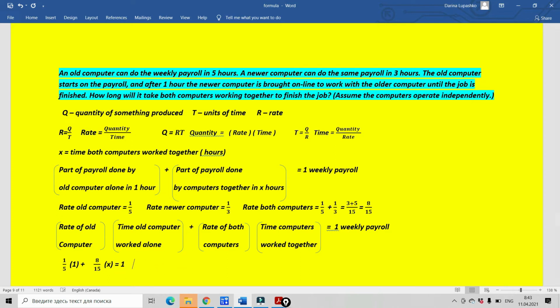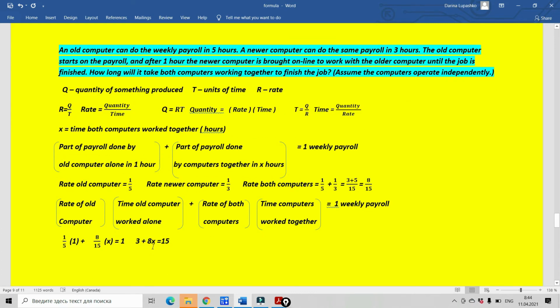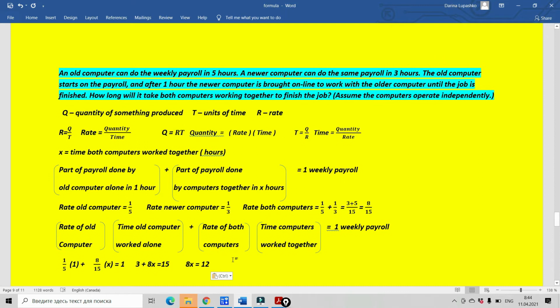Let's multiply both sides of this equation by 15 and we'll get 3 plus 8x equals 15. Let's subtract 3 from both sides. We'll have 8x equals 12, and by dividing both sides by 8 we'll get that x equals 1.5. And this is our answer. It will take both computers working together 1 hour and a half to finish the job.